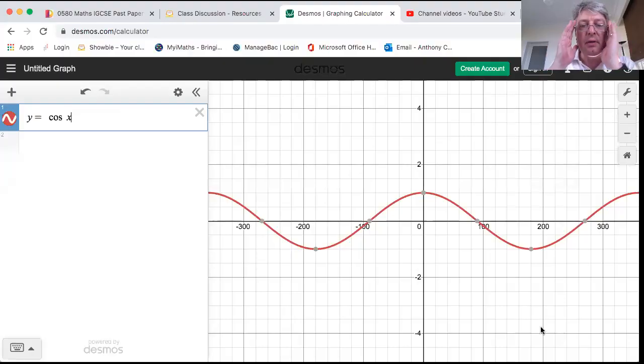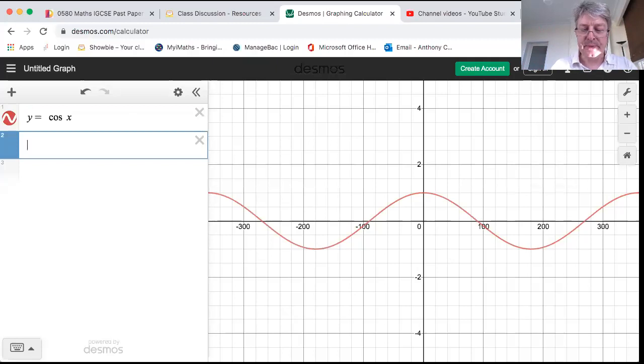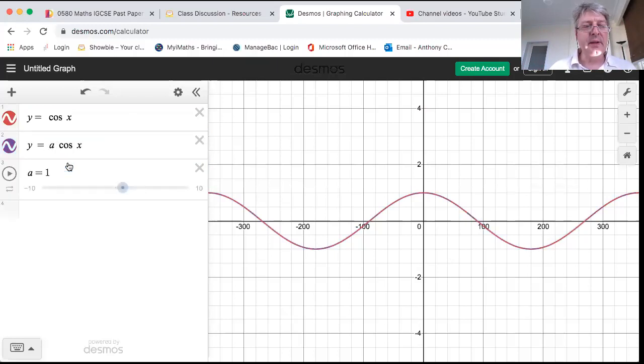Hello. This is part 2 of transforming graphs. And to start with this time, I've got the y equals cos x graph. And I'm going to use quite a nice little idea on Desmos, where I'm going to put a number which I'm going to call a at the front. And I can change what a is.